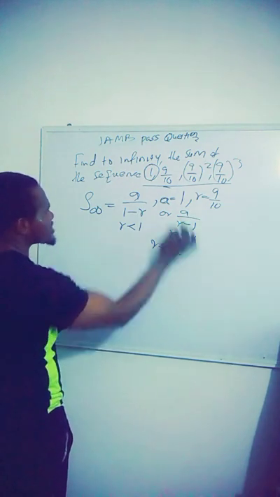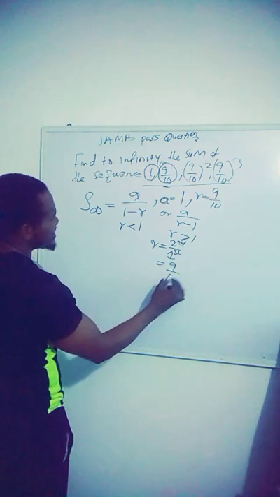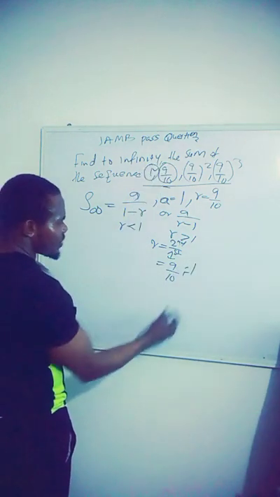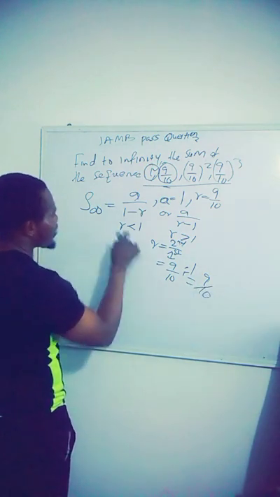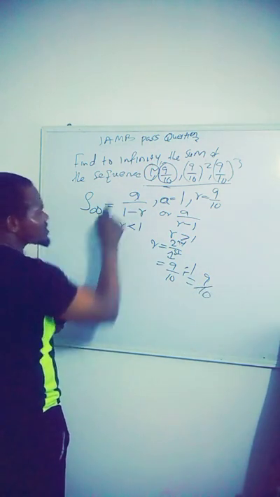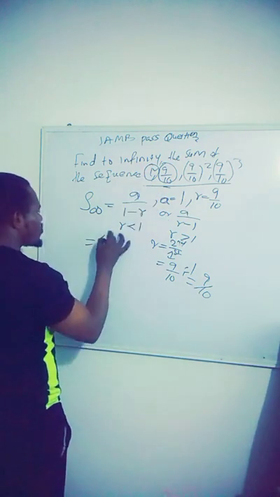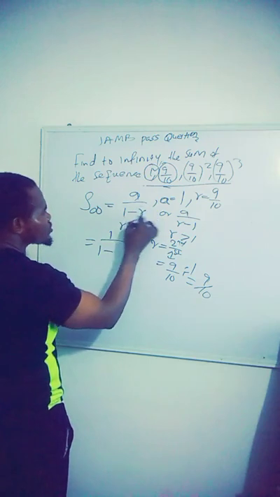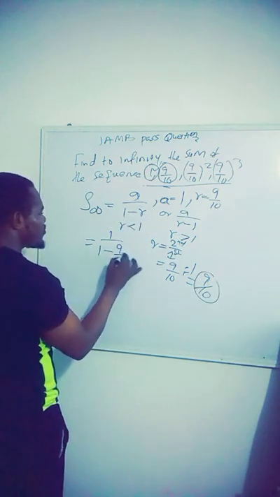What is our second term? The second term is 9 over 10, divided by the first term, which is 1. That will give us 9 over 10. And this is less than 1. That is why we make use of this. Now, if you substitute, a is 1. 1 divided by 1 minus our common ratio, which is 9 over 10.